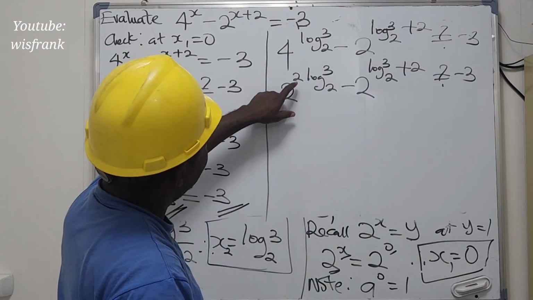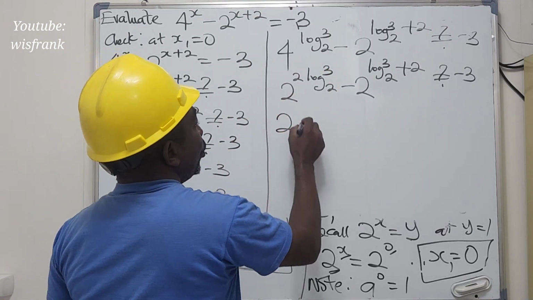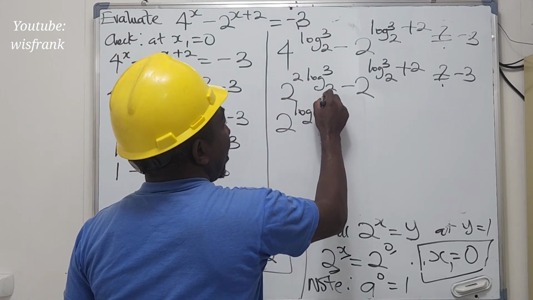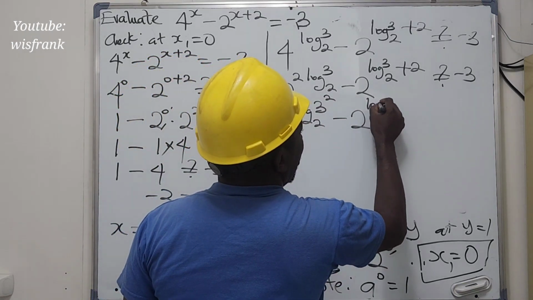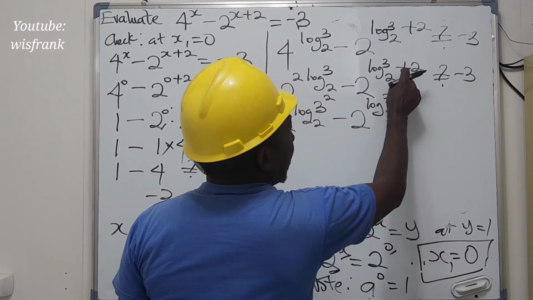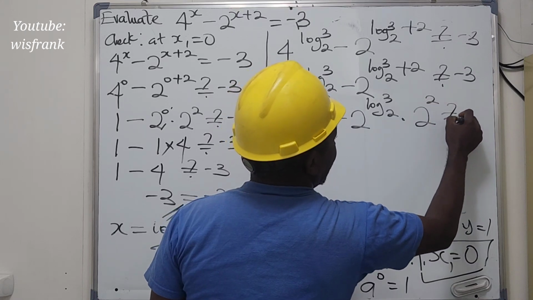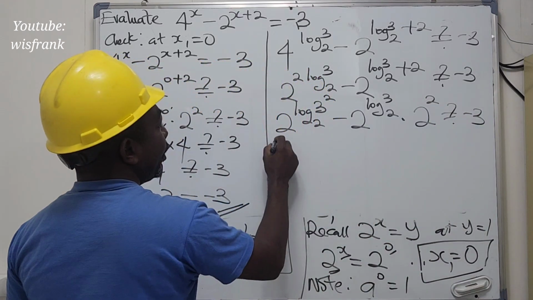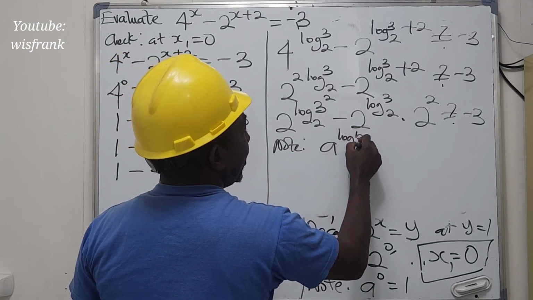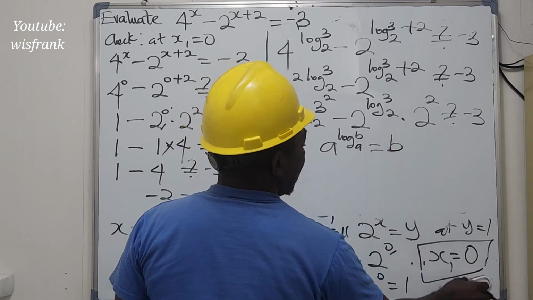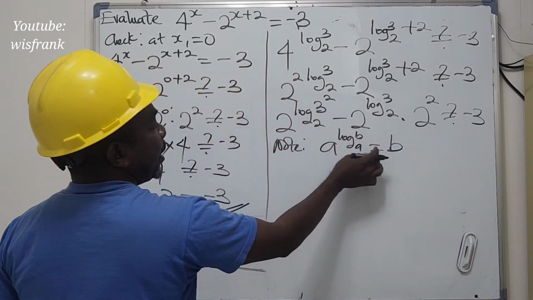In this case, the 2 can go to the power of 3. So this can be written as 2 to the power of log 3 to the power of 2 base 2, minus 2 to the power of log 3 base 2. This can also be written as times 2 to the power of 2. Will this equal minus 3? So in this case, we recall, note, that a to the power of log b base a is the same thing as b.